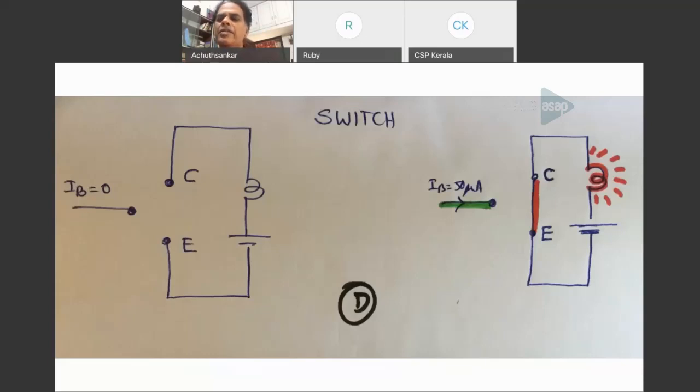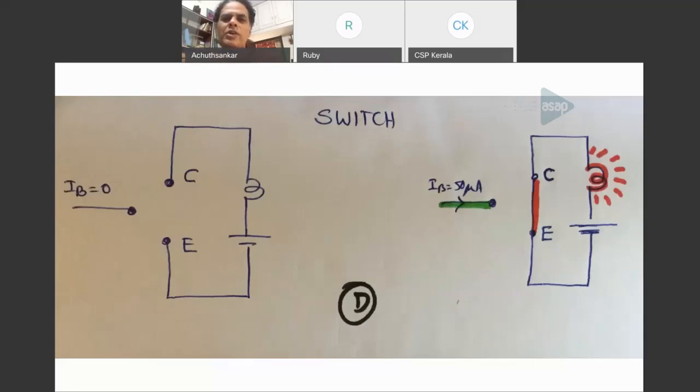You send 50 microampere current to the base. Now, for the moment, let us not worry where it goes, how it enters. But if you send 50 microamperes to the base, then the collector and emitter become like a short circuit. They suddenly close. When they are closed, what happens? The bulb is bright. So this is the switching action of the transistor.